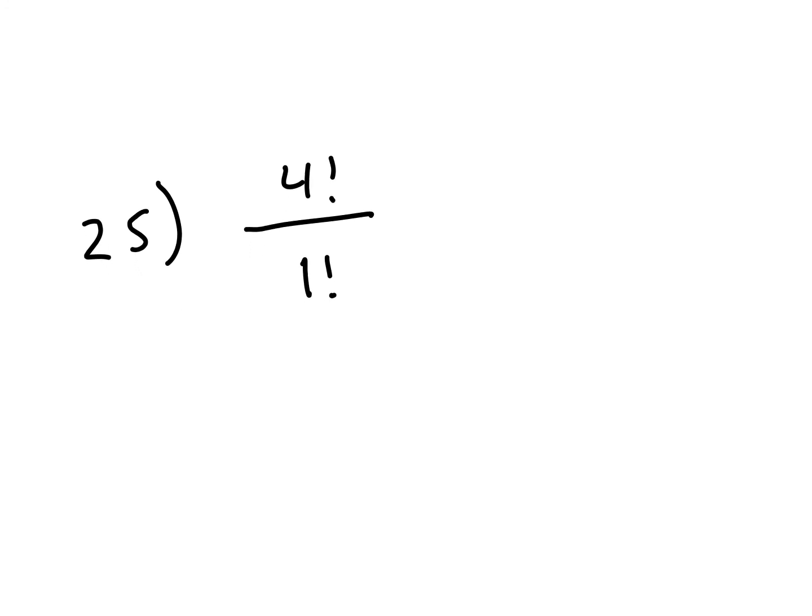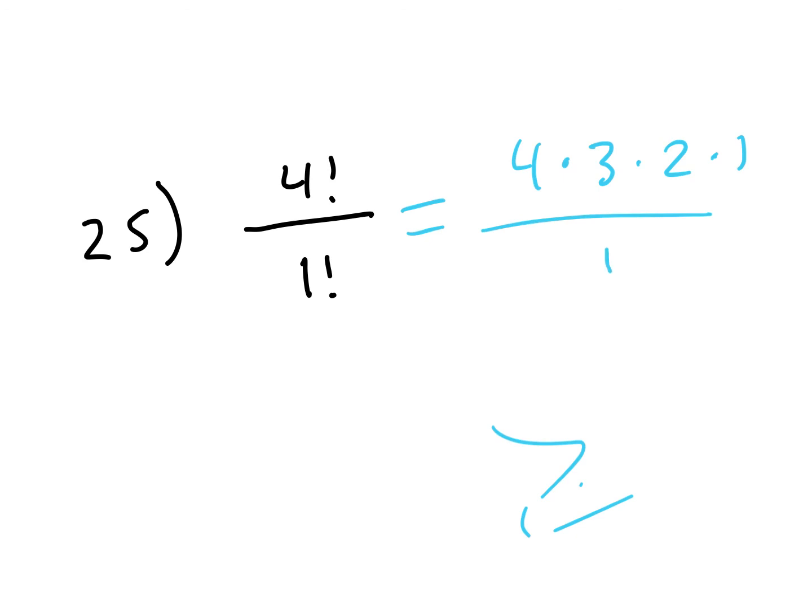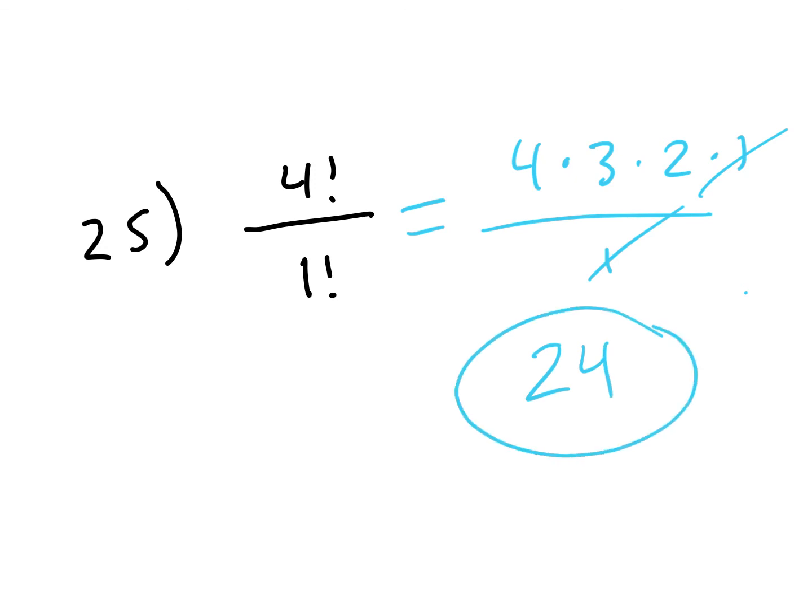All right, 25. We have 4 factorial over 1 factorial. So 4 factorial is 4 times 3 times 2 times 1. And 1 factorial is just 1. So 1 on the top cancels out with 1 on the bottom. So we just have 4 times 3 times 2. You can put it in your calculator, or if you can do it in your head, totally fine. 4 times 3 would be 12, times 2 would be 24. So our answer here is 24. So again, I need to see your work. You got to see this written out.